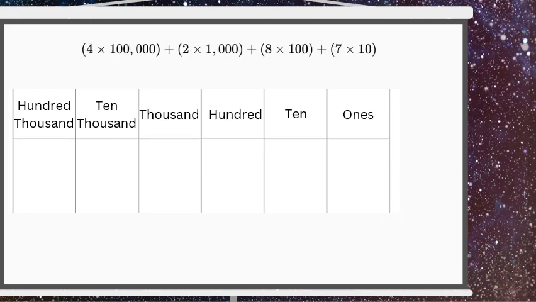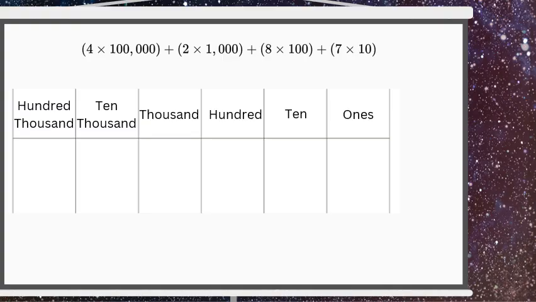Now again, I've given you another number written in expanded notation. I want you to write it in standard form and expanded form. Pay close attention to what the digit is being multiplied by.